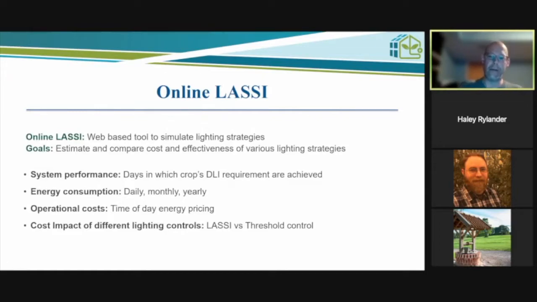So one of the things that it will give is the days in which the crop's daily light integral requirement is achieved, the energy consumption, and the operational costs. And then we've also put in some different lighting control technologies so that you can compare LASSI to a threshold control.